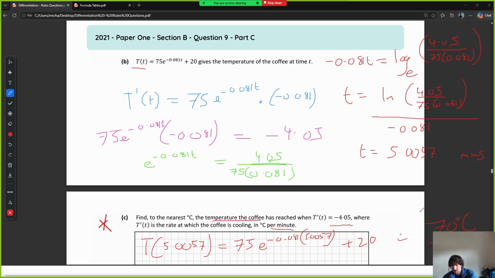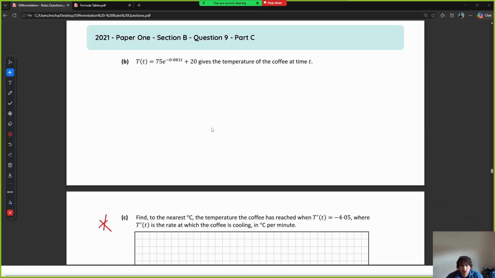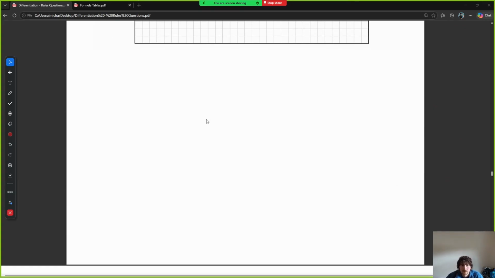So that's pretty good because that's kind of a hint that we might have done this question right when you get something so exact like that, 70 degrees Celsius. It literally is like 70.00017 for me. So I'm pretty happy I got that right there based on that.